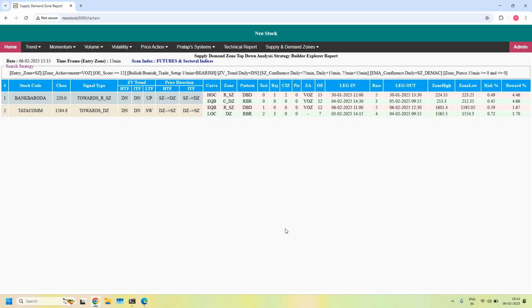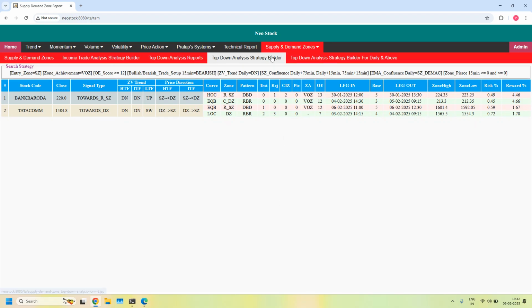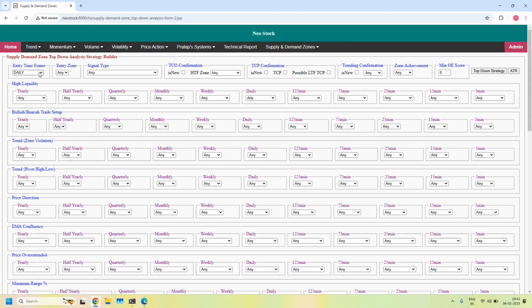Okay, this is about the bearish trade setup, daily income trade. And the next reports are about hourly income trade. Hourly income trade, bullish trade setup, entry time frame 5 minutes, entry zone, demand zone.